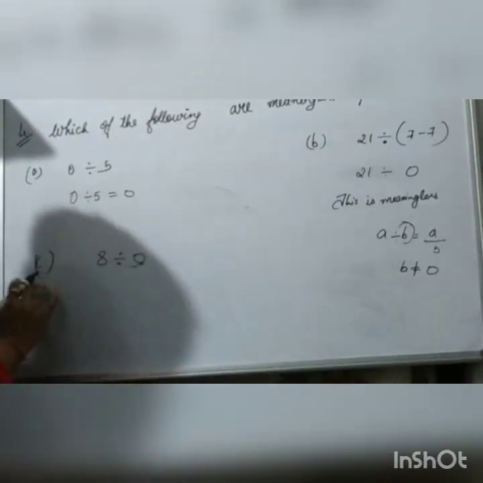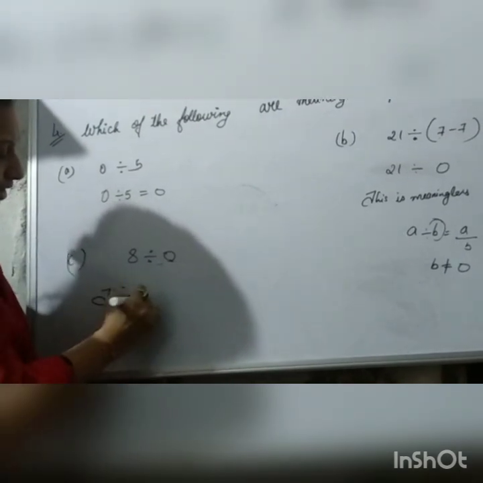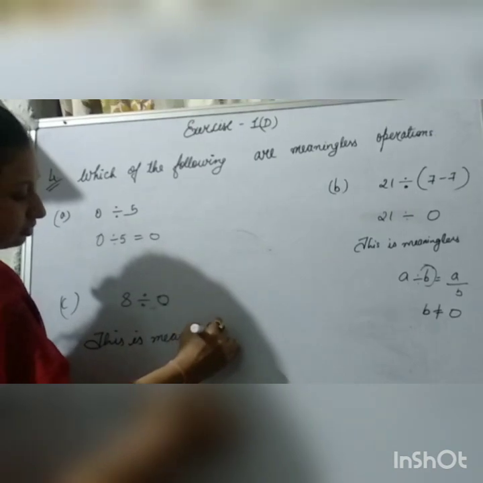Now come to question number C. Here also the divisor is 0. That means this is also meaningless.